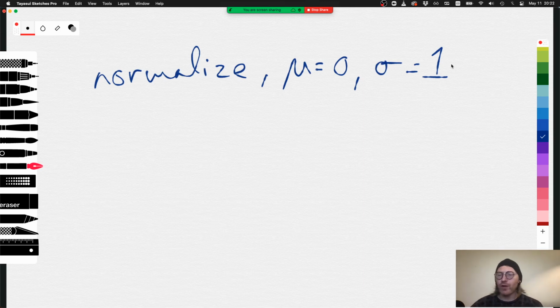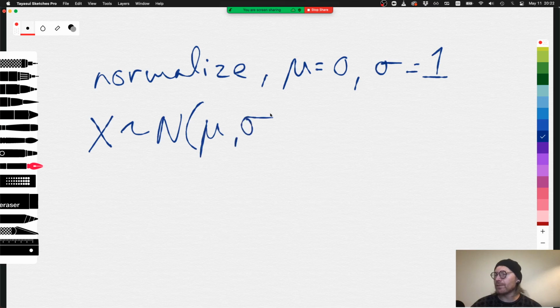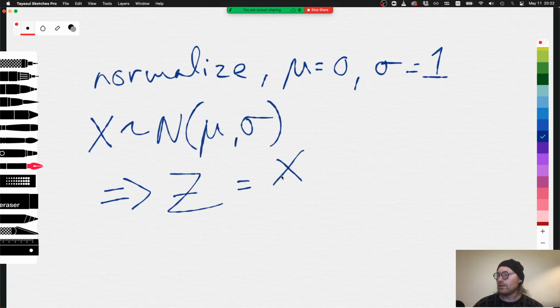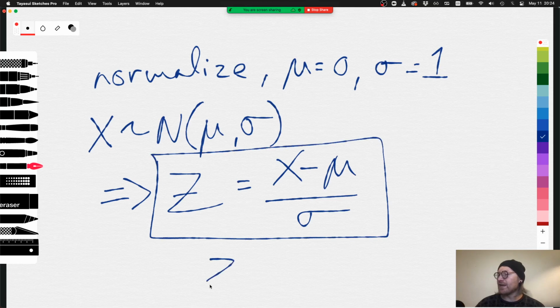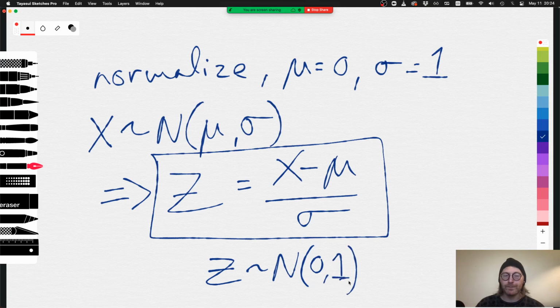So if some random variable x follows a normal distribution with some mean and some sigma, then we can transform this to a new random variable z, where z is x minus the mean over sigma. And as a result of this operation, this random variable z will follow a normal distribution with a mu of 0 and a standard deviation of 1. Then we can use this z-score to reference the table.